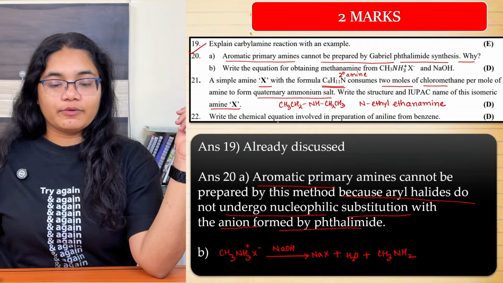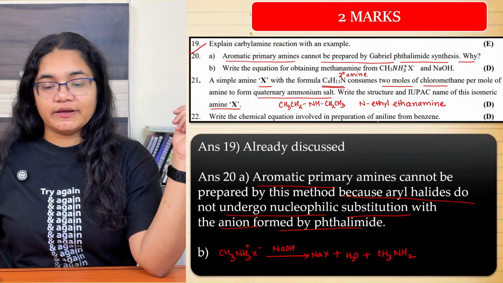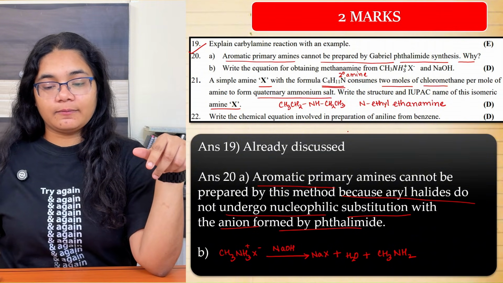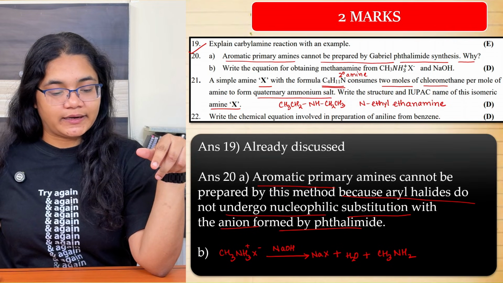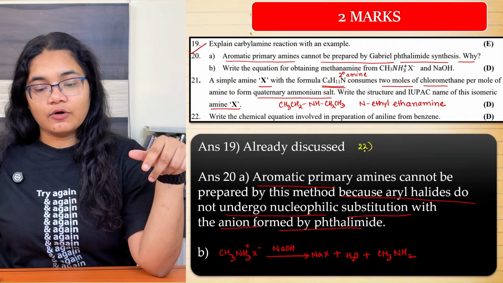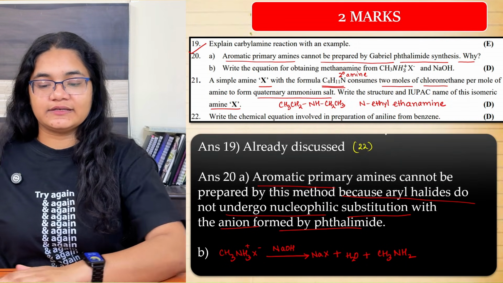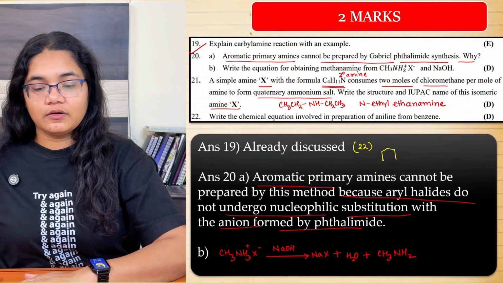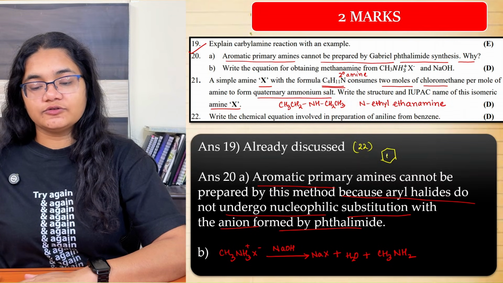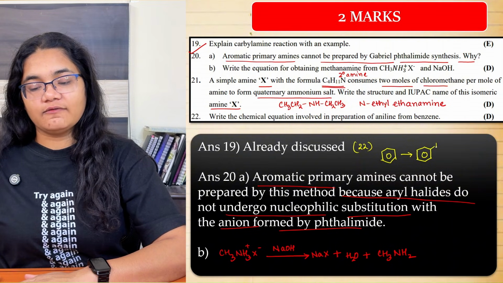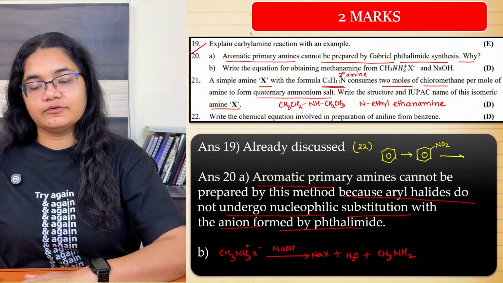Now question number 22: write the chemical equation for the preparation of aniline from benzene. So how can I prepare it? I'll just note down the answer for 22 here. Let me go to the next slide. So first you have benzene, then you get nitrobenzene, and once you have nitrobenzene, you can reduce it to aniline.